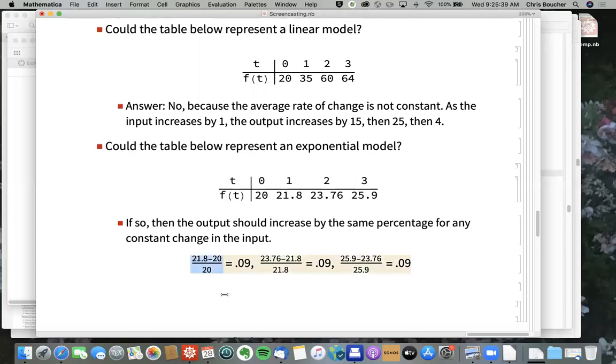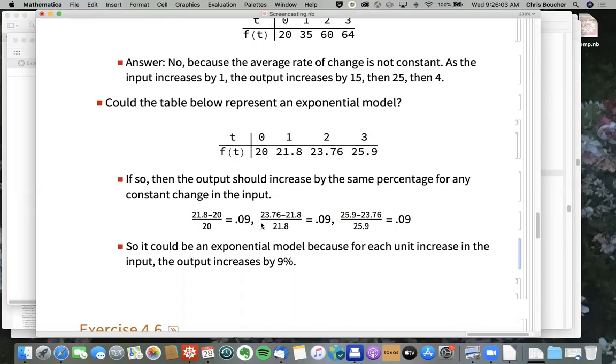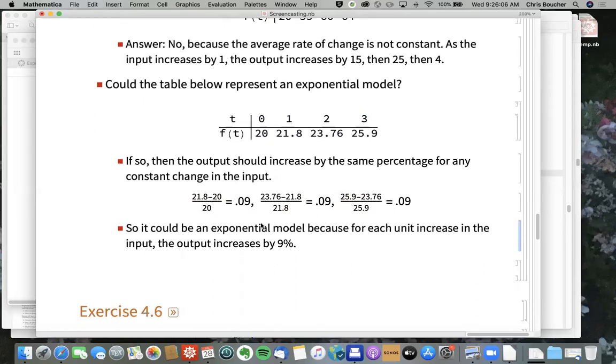So here is the first calculation over that first interval, and do that on a calculator, you get 0.09. Here's the calculation over the second interval. Again, loaded into your calculator, you get 0.09. Here's the third interval. I get 0.09 in every single case. So just based on this table, this could be an exponential model because I do have a constant percentage increase, right? For every time the input increases by 1 unit, the output increases by 9%. So it's plausible that this could be from an exponential model. Obviously, we only have 4 data points, but just based on what we can see.